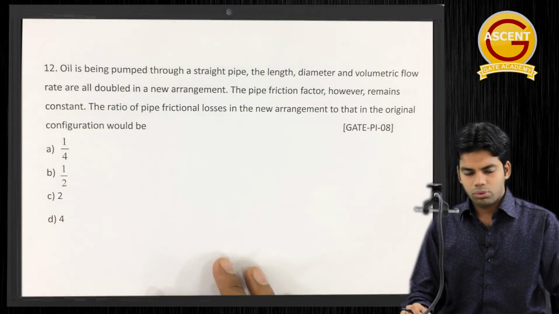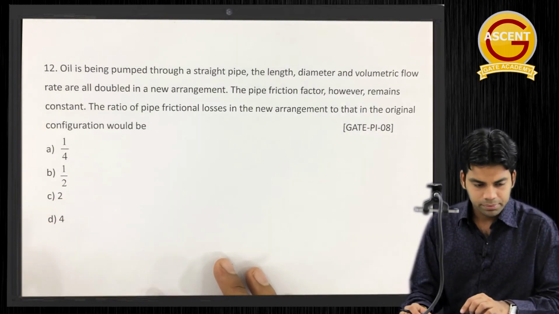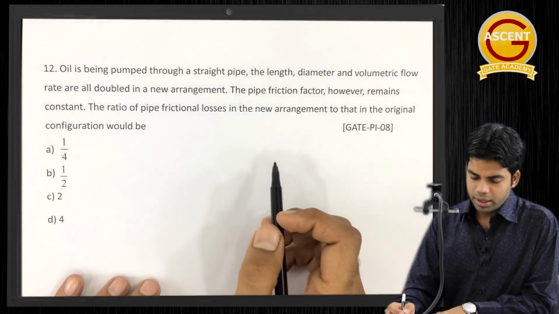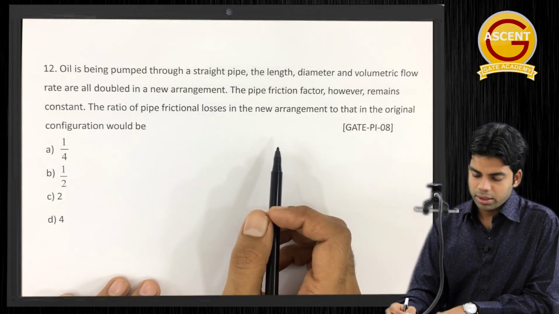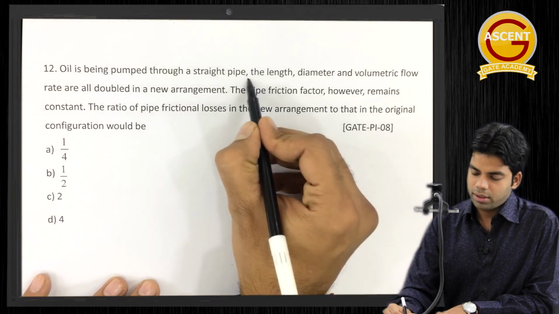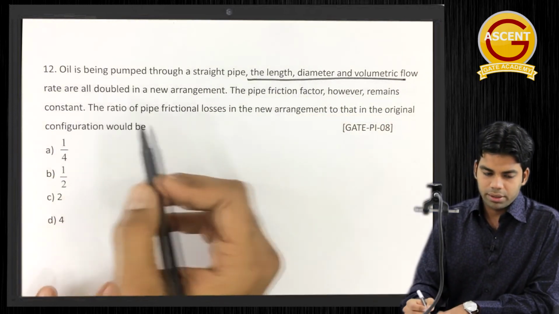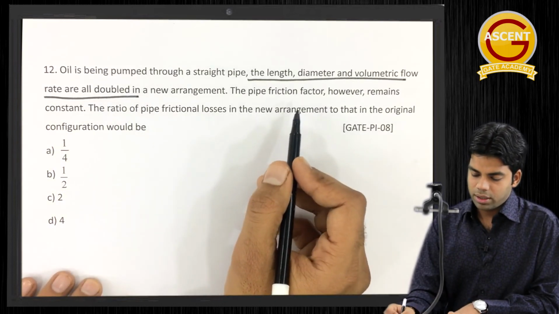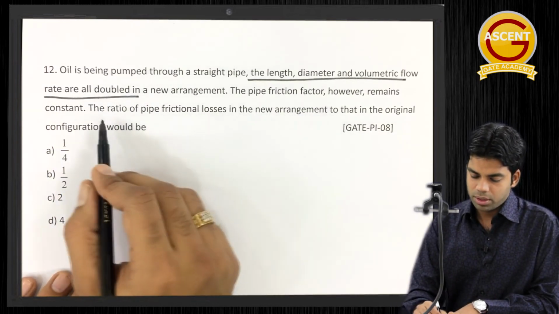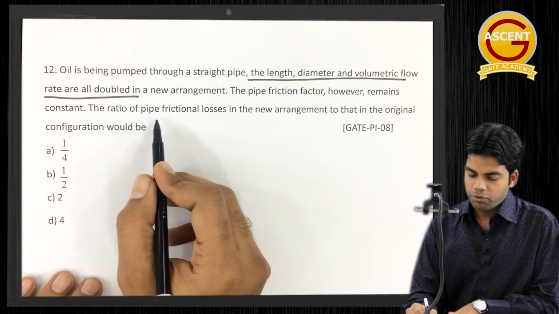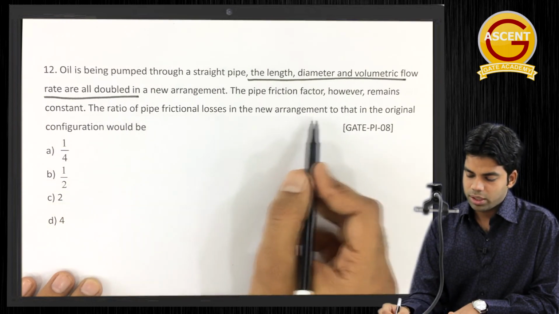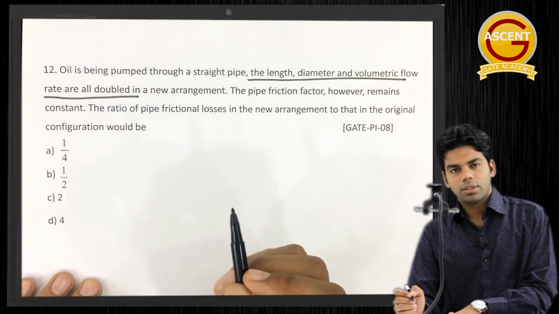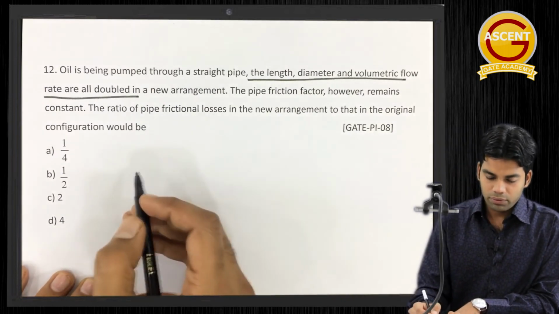Oil is being pumped through a straight pipe. The length, diameter and volumetric flow rate are all doubled in the new arrangement. Length, diameter and volumetric flow rate all are doubled. The pipe friction factor remains the same, which remains constant. The ratio of pipe frictional losses in the new arrangement to that of the original configuration is.